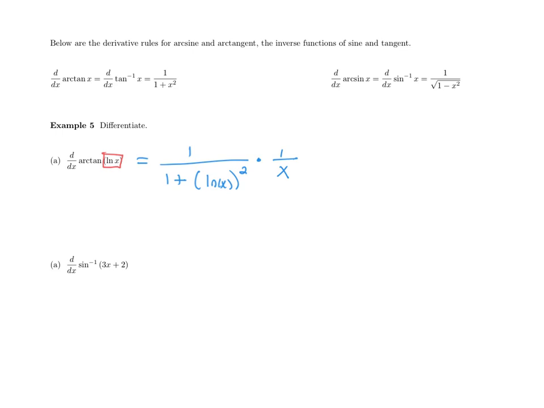In the second problem, we have sine inverse of 3x plus 2. To take its derivative, we have to use this rule here, which means we'll get this, but instead of x, we'll have 3x plus 2. Often, it really does not help to square this out, so I'll leave it just like this. But by the chain rule, I have to multiply by the derivative of 3x plus 2, which is simply 3. So unsimplified, these are the derivatives of these functions.